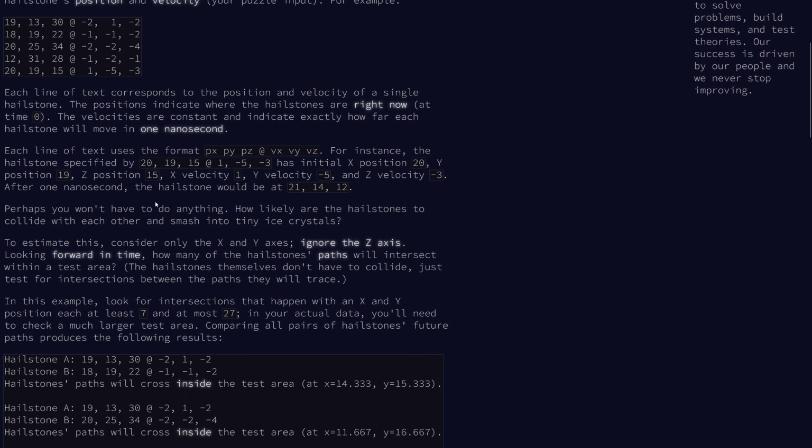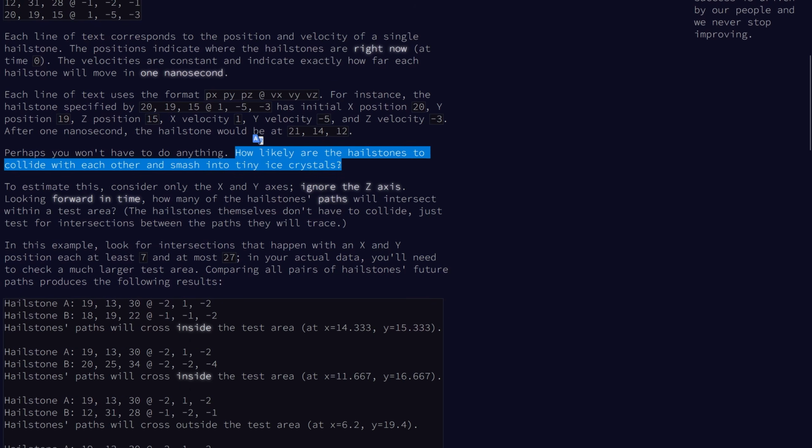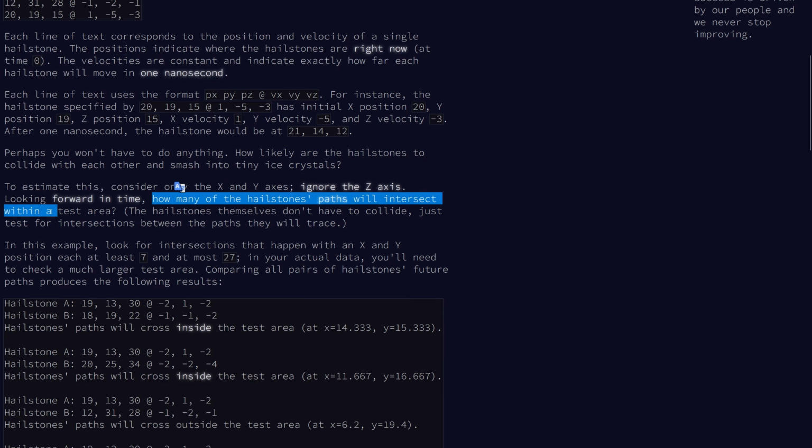For the first part, we're going to see if it's likely that the hailstones will actually collide with each other and break apart into tiny ice crystals, in which case we won't actually need to smash them apart ourselves. To estimate this, we're first going to ignore the z-axis entirely. So for part 1, the z values, both the z position and velocity, do not matter whatsoever. So just considering the x and y axes, we're going to see how many of the hailstones' paths will intersect.